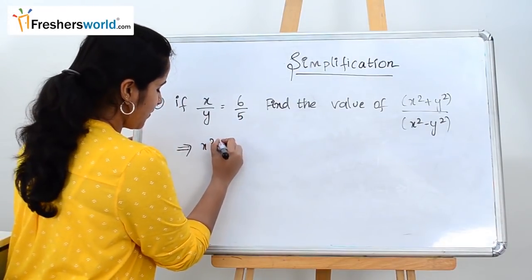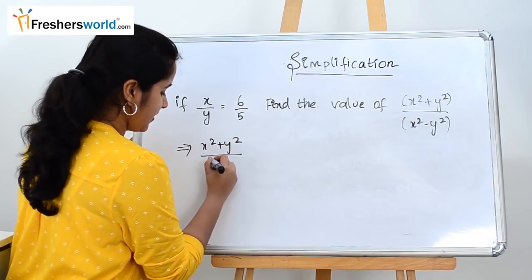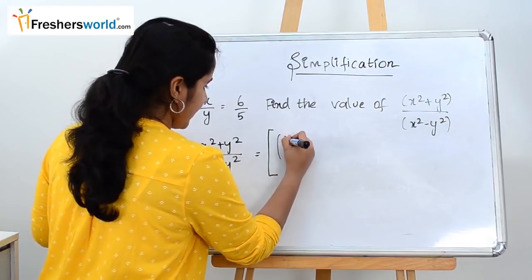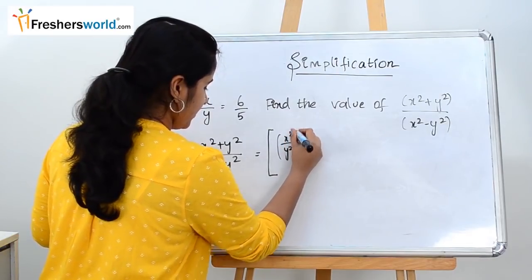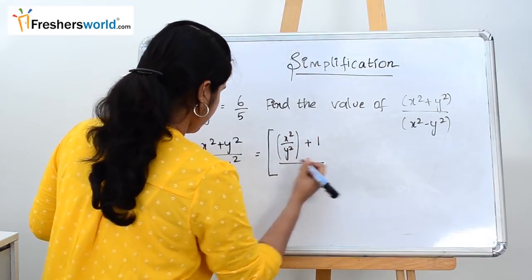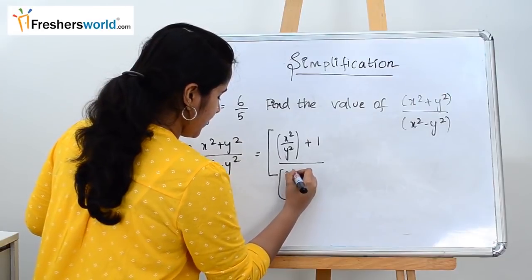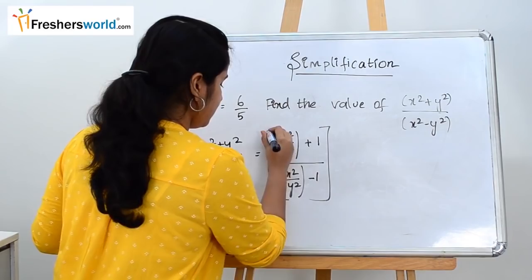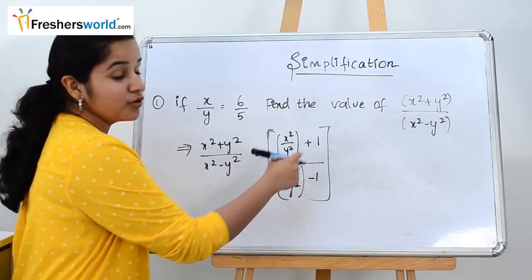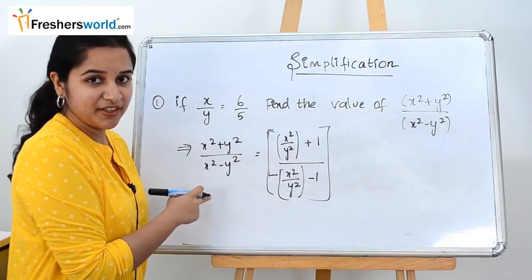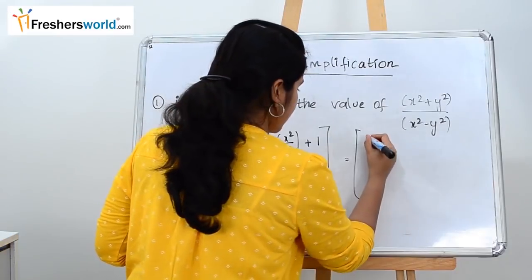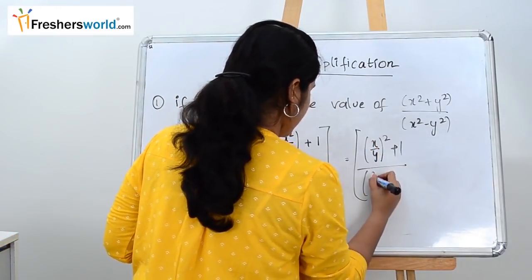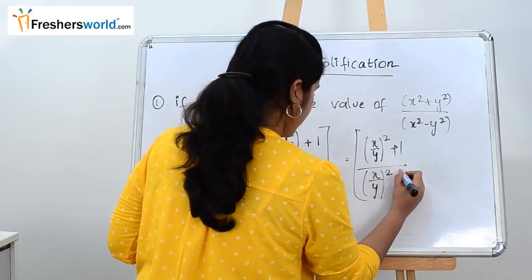So the question is x square plus y square by x square minus y square. This can be rewritten as x square by y square plus 1 divided by x square by y square minus 1. As you can see, if you solve it, you're going to get the same equation. X by y the whole square plus 1 divided by x by y the whole square minus 1.